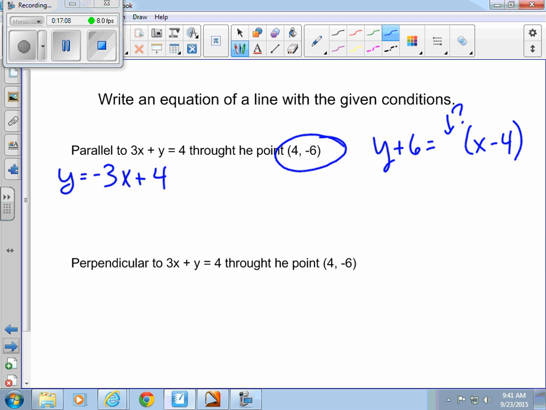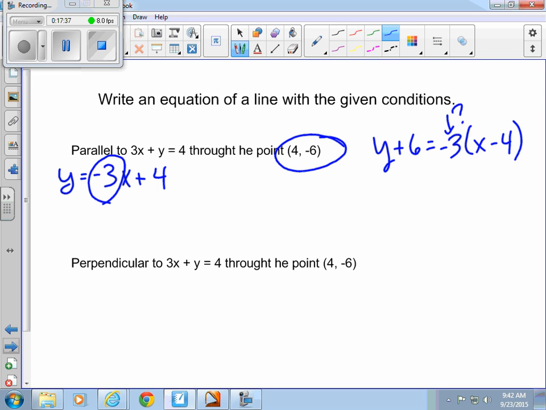A lot of people will mistakenly put this down as your answer. If this is a line parallel to that one through that point, this is that line, right? I don't want that line again. I want one parallel to it through that point. So from this, I'm going to steal the slope. The only reason I did that work is to get that slope. So this slope is negative 3.